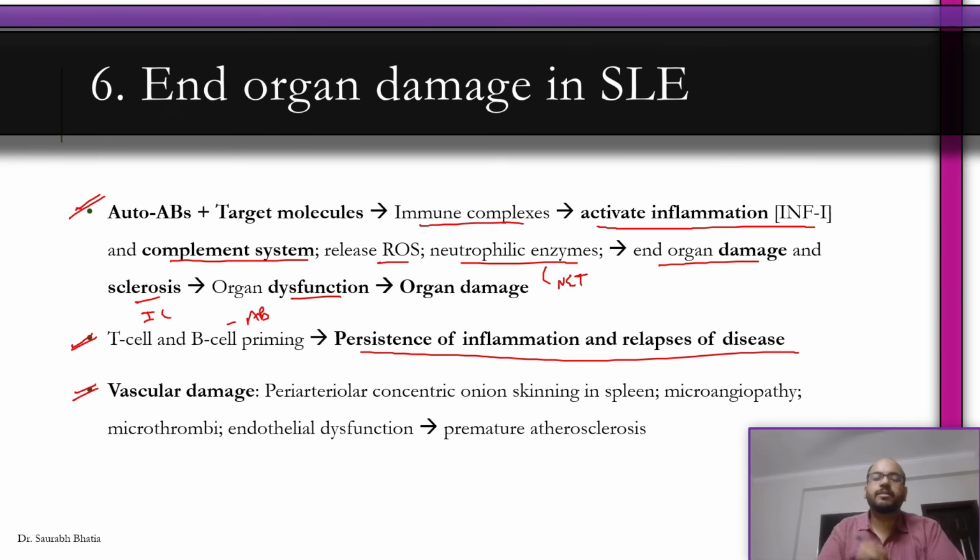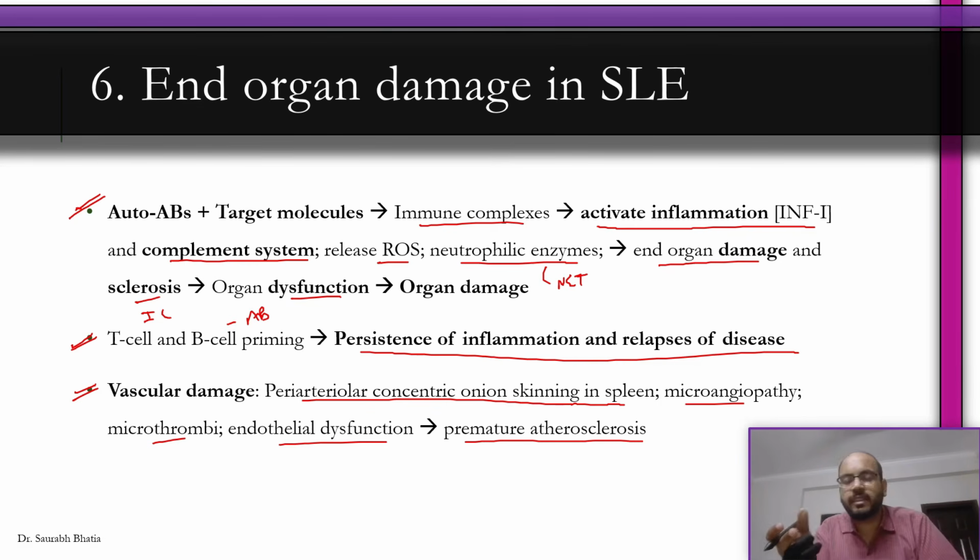If the damage occurs on vascular endothelium, we can have all sorts of end organ perfusion damage. Okay, in fact, periarteriolar concentric onion skinning in the spleen is one of the first pathologies that was seen in SLE patients. We know that in SLE patients we have microangiopathy, microthrombi, endothelial dysfunction, vessel damage. All of this can lead to premature atherosclerosis and premature sclerosis, leading to end organ damage.